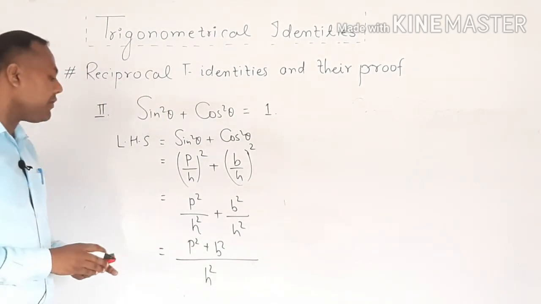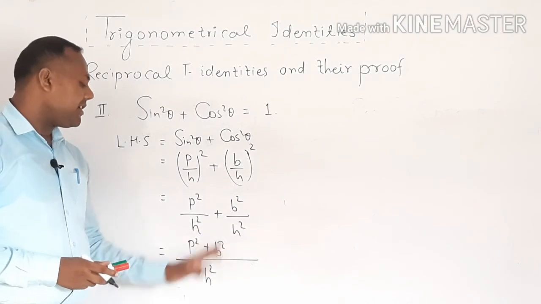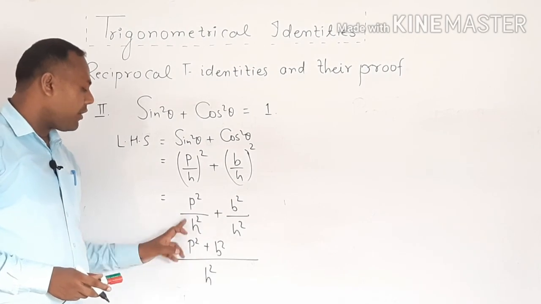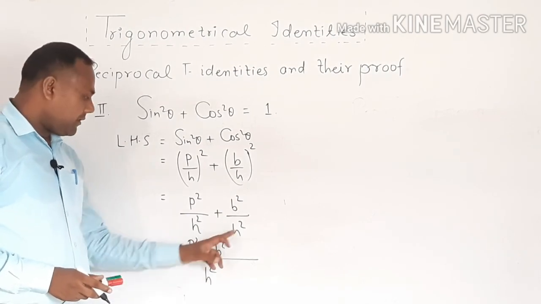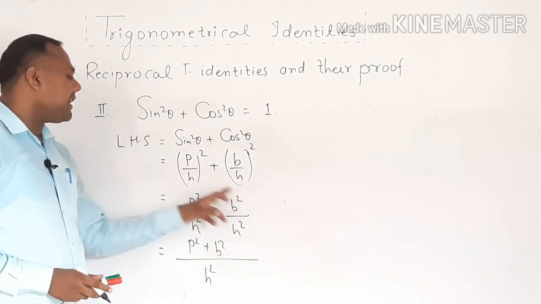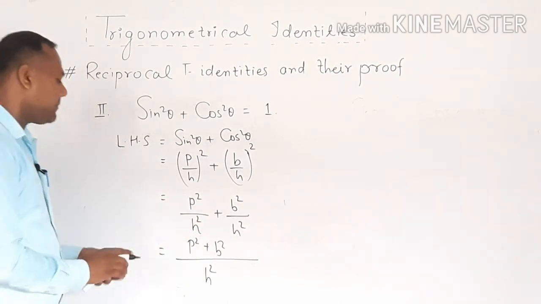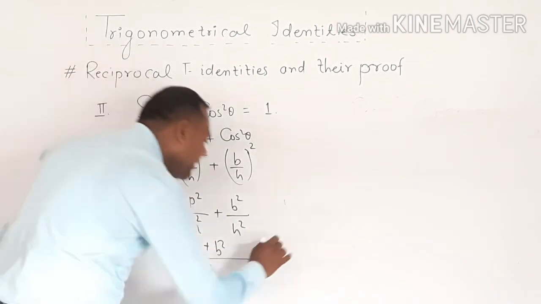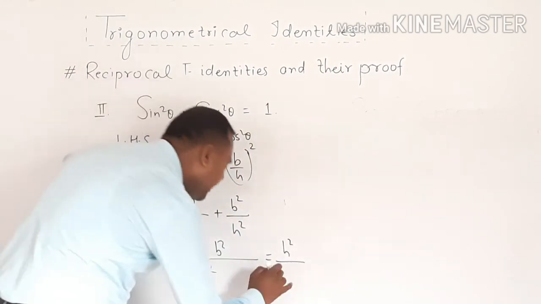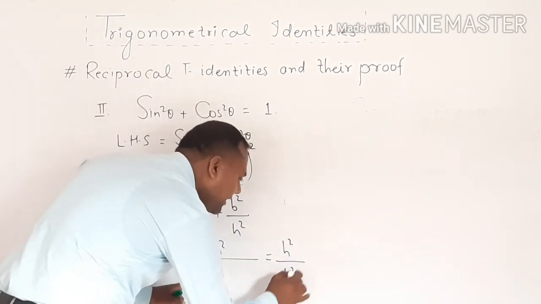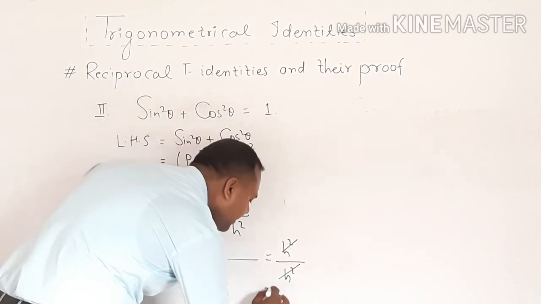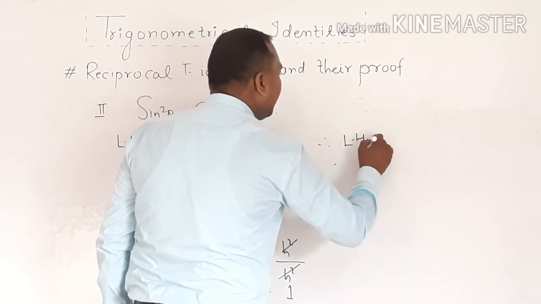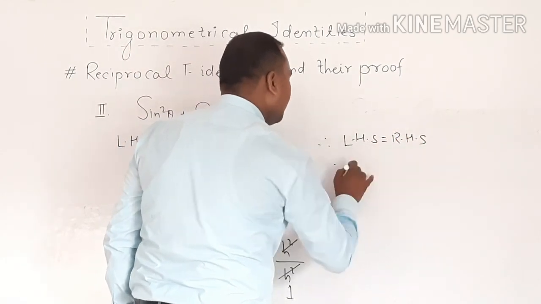Why so? Because if the denominators are the same in the form of numerator and denominator, we can take one part of the LCM in the denominator and after that we can add or subtract. Now we already know that P square plus B square means H square, and the denominator is already H square, and H square cancels with H square, that means 1. Hence we can say that LHS equal to RHS. Proved.